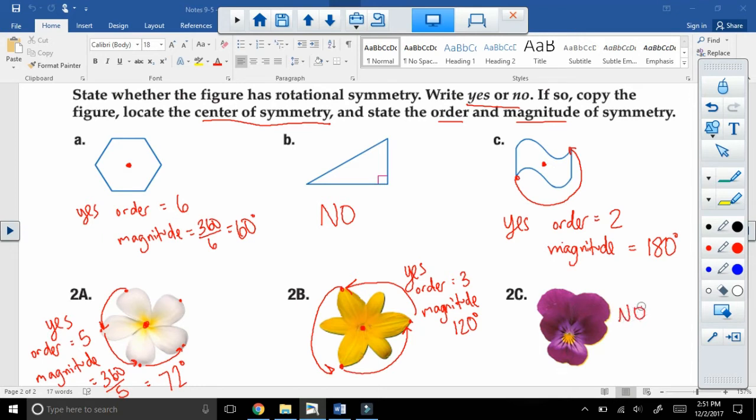And for this last one, this one here has line symmetry, but it does not actually have rotational symmetry. If you took that and turned it upside down, the bigger part would be at the bottom. So you could just say no, that one doesn't have rotational symmetry, and you don't need to answer any other questions about it.